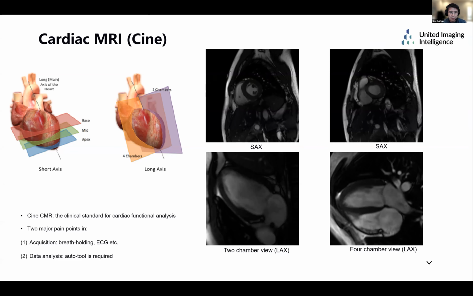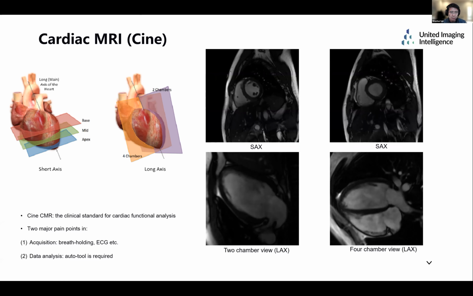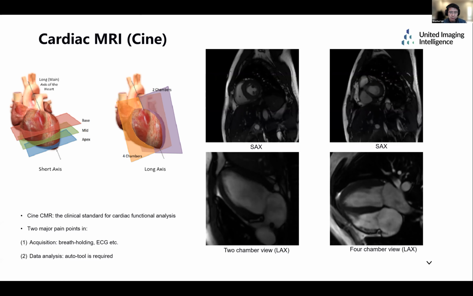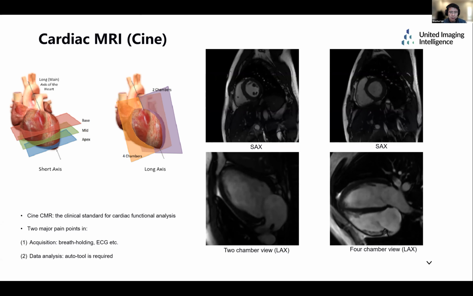Basically, the Cine data are video data. When we acquire them, the acquisition in cardiac MRI is 2D acquisition. We acquire the data from different directions. We have the short axis data, which covers the entire heart, on average 9 to 12 slices. For long axis, we cover at least one two-chamber view, one three-chamber view, and one four-chamber view.